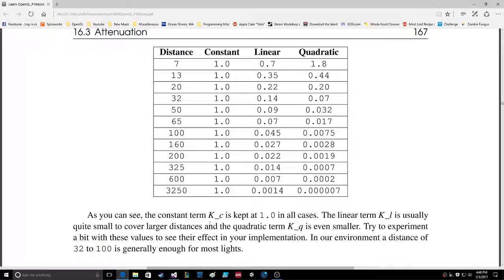As you can see, the constant term k_c is kept at 1 in all cases. Distance 7, constant, linear, quadratic. The linear term is usually quite small to cover large distances, and the quadratic term is even smaller. Try to experiment a bit with these values to see their effect in your implementation. In our environment, a distance of 32 to 100 is generally enough for most lights.